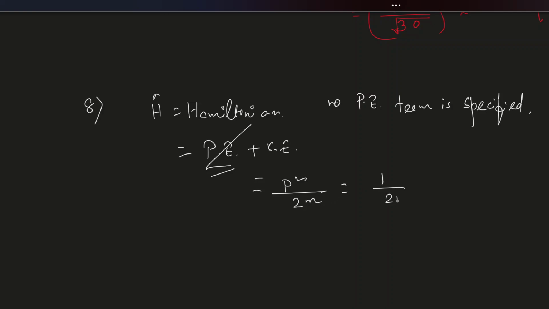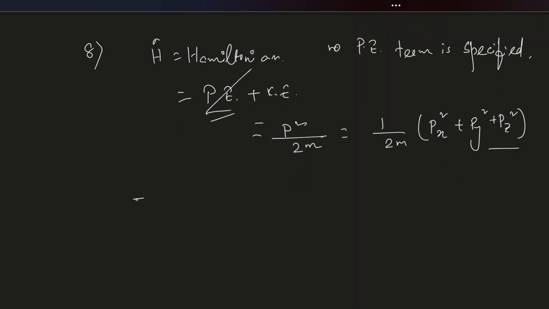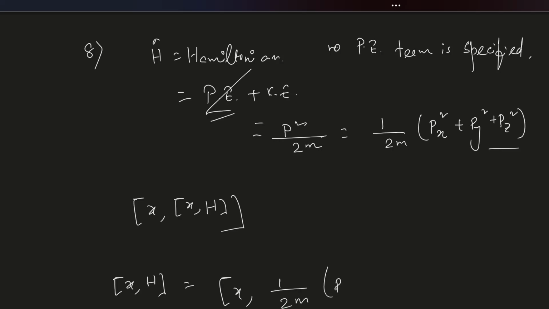So in 3D case it is not just p squared but px squared plus py squared plus pz squared, all three directions. Now your commutator bracket is asking [x, H]. So first let us take x and H, which is basically [x, (1/2m)(px squared plus py squared plus pz squared)].